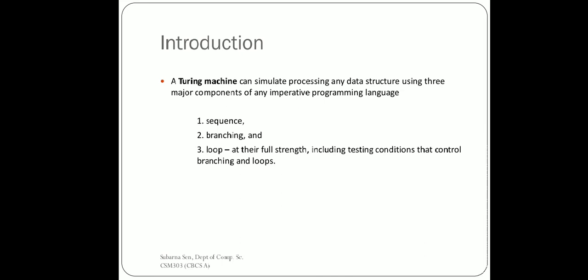A Turing machine can simulate processing any data structure using three major components, right? What are the three major components? One is sequence, another is branching, another is looping. So we know that if we can implement these three parts, we can implement any kind of data structure, if the Turing machine has the capability of sequencing, branching and looping. So all the testing conditions can be carried out: whether this condition is satisfied, we will move to this state, or if not satisfied, we will do this and that. All these approaches can easily be implemented, right?